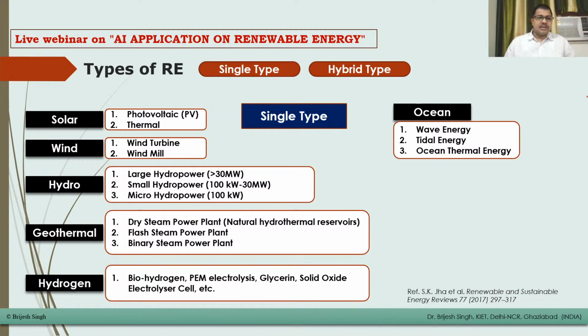If you have seen so many videos available on the internet or on the Discovery Channel, you can see that people are harnessing power from the sea waves or from the ocean. The ocean has three kinds of energy. One is the wave energy of the water waves. Second is the tidal energy, a tidal phenomenon which is due to the movement of the moon. And third is ocean thermal energy.